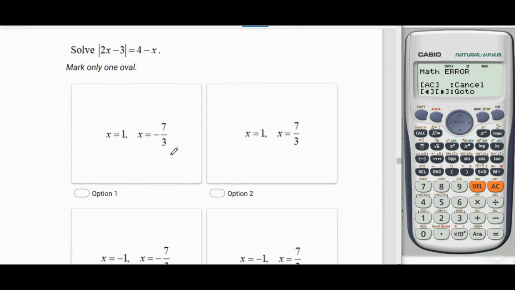So for a modulus equation that asks you to solve, you can also check whether an x is a solution for this modulus. Alright, using the calculator: modulus, shift, absolute. We type in 2 alpha x minus 3. This is our left hand side. We can check by calculating when x equals 1. Left hand side is 1.